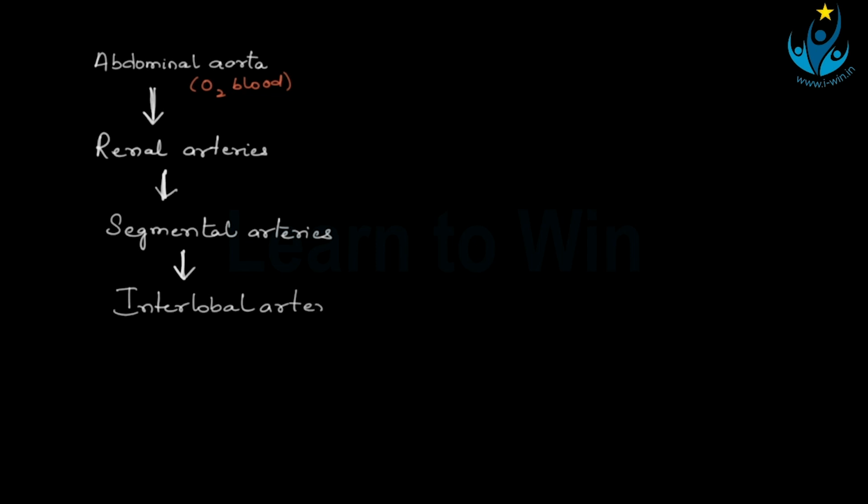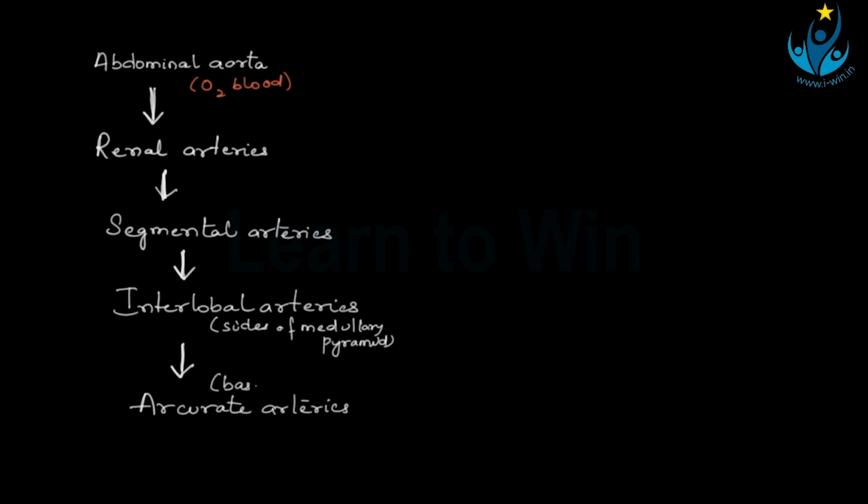Now what is happening here? At each branching, the thickness, that is the lumen size, is becoming smaller. The arteries are becoming smaller and smaller. Now these interlobar arteries will be present to the sides of the medullary pyramid. The interlobar arteries will further divide into the arcuate arteries, which will be present surrounding the base of the pyramid.